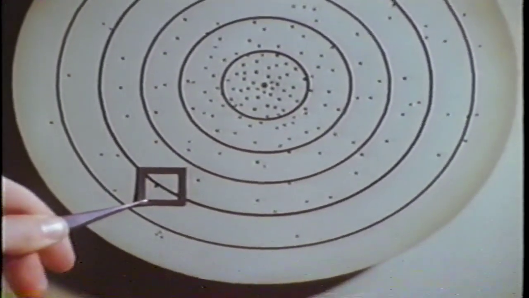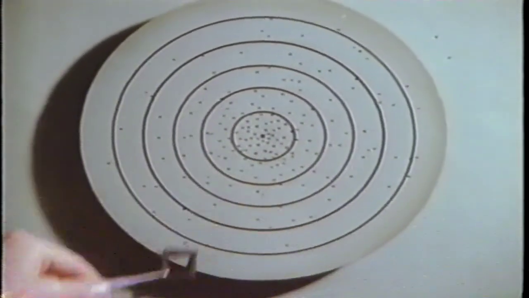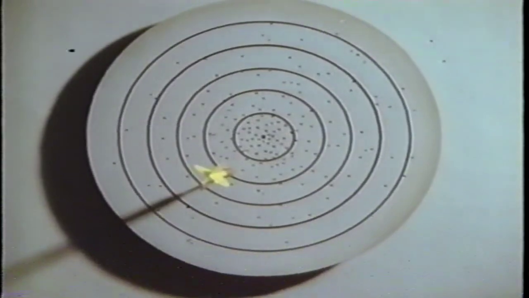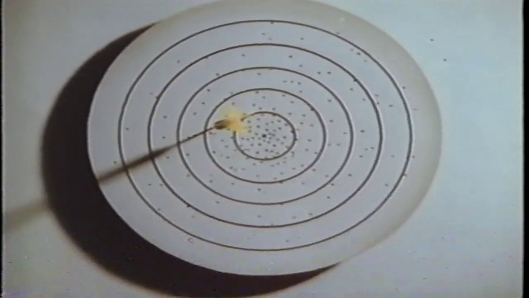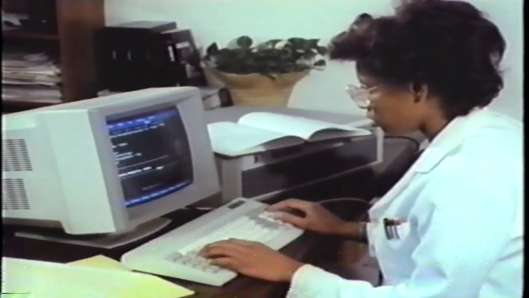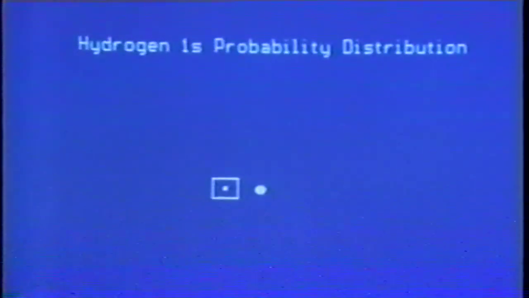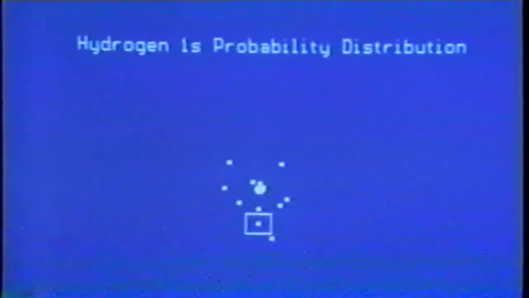We see that, even though it is hard to hit the bullseye, the probability of the dart landing in a square centimeter near the bullseye is greater than the probability of landing in an equal area far from the bullseye. The computer has been programmed with the quantum mechanical equations to show where the electron might be found in the 1s state. As this pattern develops, we see that it resembles the pattern of dart holes, now centered around the nucleus.